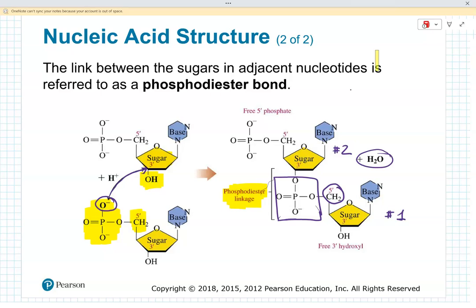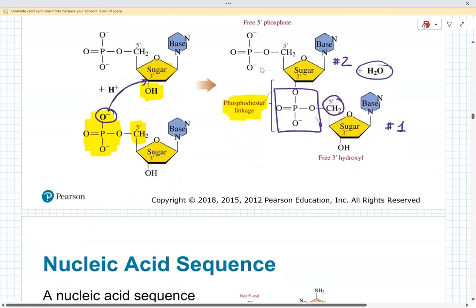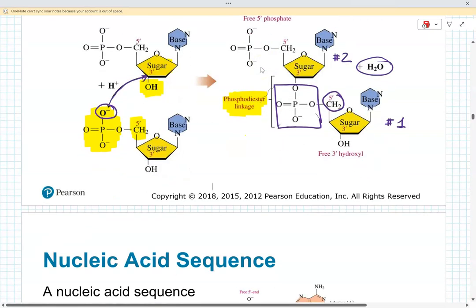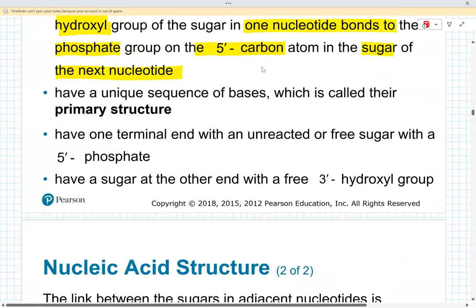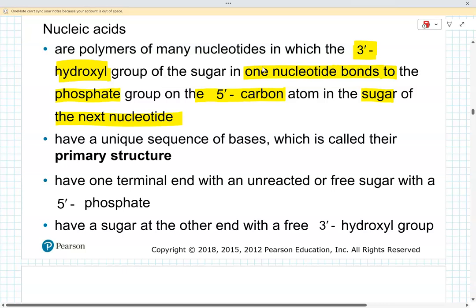To be completely clear, in some sources, it will state that it is phosphodiester bond. It's incorrect. There are 2 bonds there. It's just a conventional way to call this phosphodiester linkage. Am I making sense? Okay. All right. So this sequence of nucleotides is called the primary structure.